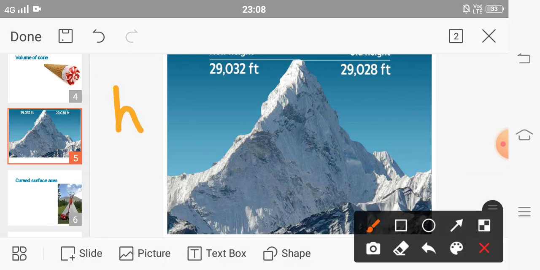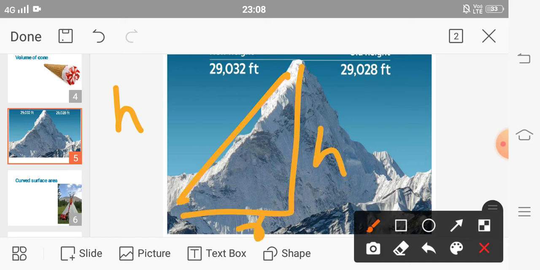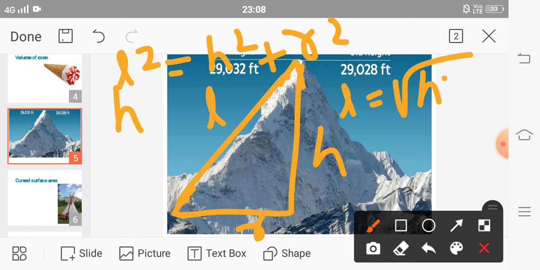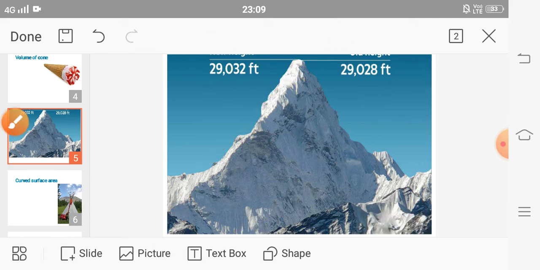L square equals h square plus r square. So L value equals under root of h square plus r square. In this way, the value of L, the slant height, is under root of h square plus r square.